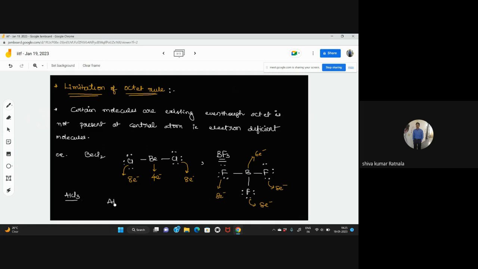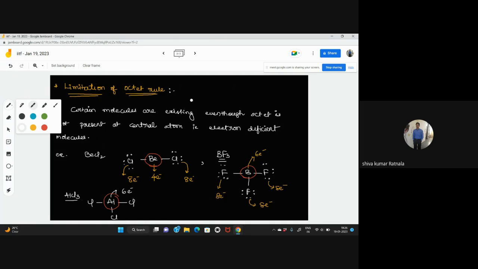In AlCl3, how many electrons will be there? Same like this only. So at aluminum, there are 6 electrons. Now see, here in this case, aluminum is electron deficient, and this also is electron deficient. So even though these are electron deficient molecules, still they are existing, right?